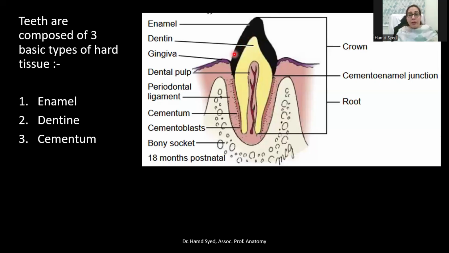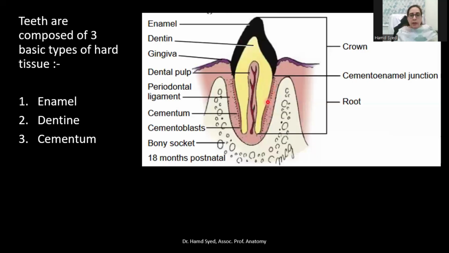Enamel, you should know, is the hardest substance in the human body. And if we look at this part of the tooth, which is the root, that is the part below the gingiva, or the gingiva are the gums, this part, the root, it is covered by the cementum. And then if we look at the bulk of the tooth, it is mainly formed by the dentine. So these are the three basic types of tissue which are forming the tooth: enamel, dentine, and cementum.